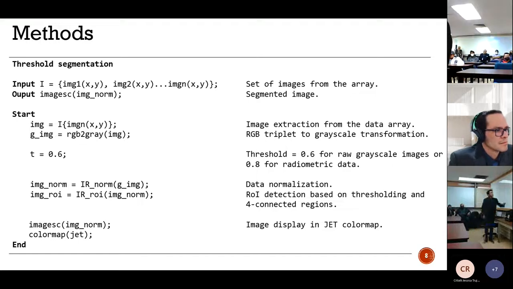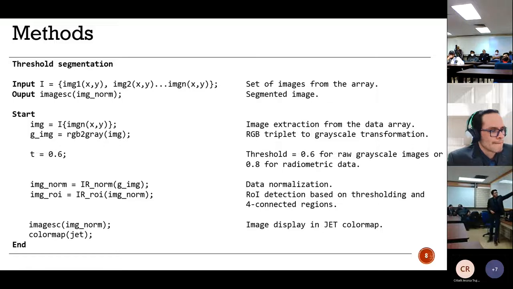Finally, our method. Here I present our pseudocode, in which the input is a collection of images, an array of matrices, and the output will be a very well segmented image. So we start by extracting a single image from our array. If we provide a raw grayscale image as input, we have to transform it into grayscale, or if it's a false color image, this RGB triplet should also be transformed into the grayscale domain.